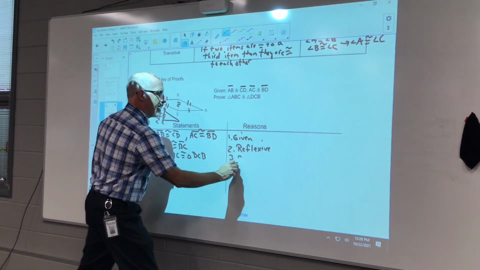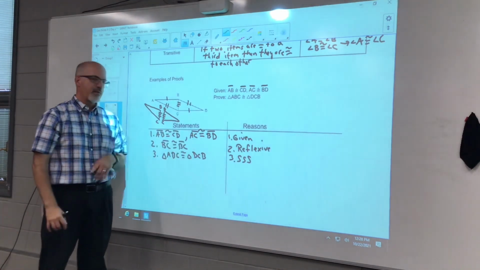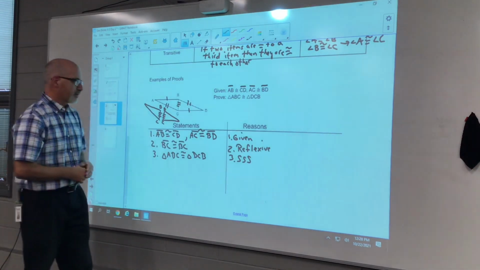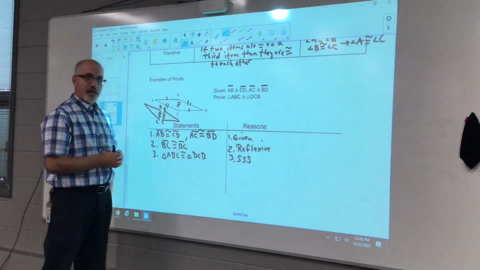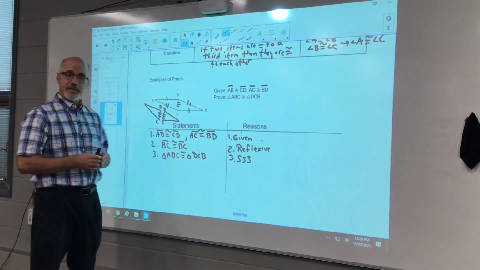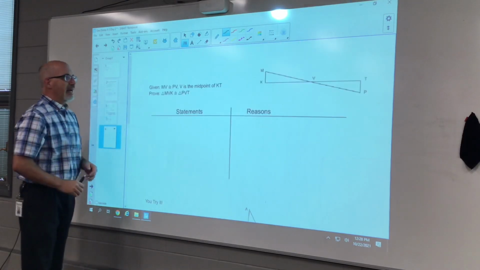That's side, side, side. I've got the two pairs of sides here and the third pair there. I've got my triangles congruent. So there's one proof. You might want to pause the video to make sure you get all the steps down. Let's take a look though, after you come back, at another proof.